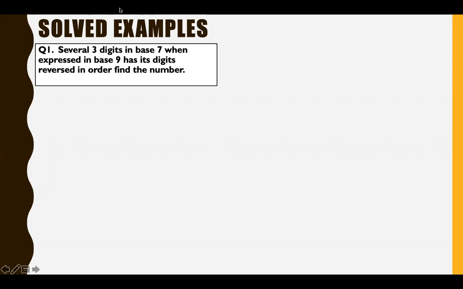I'm pausing screen share for a while. Sir, I couldn't understand the question. Could you please explain? Yes, I'm explaining. You have several three-digit numbers in base 7. Suppose you have A, B, C in base 7, and this is equal to the number C, B, A in base 9. We have to find the number in base 10. It just means this.